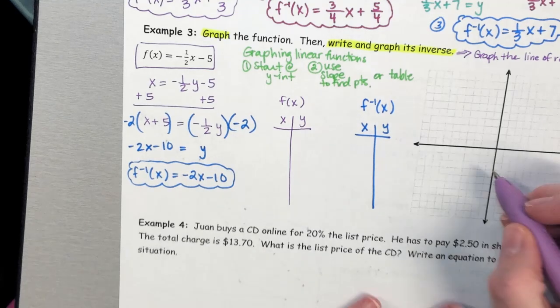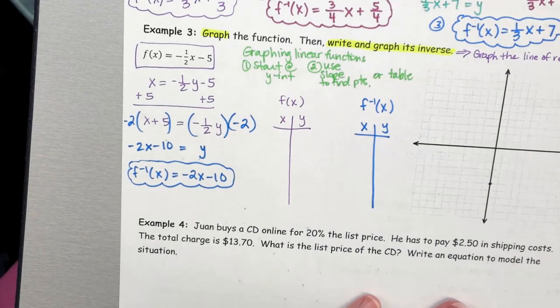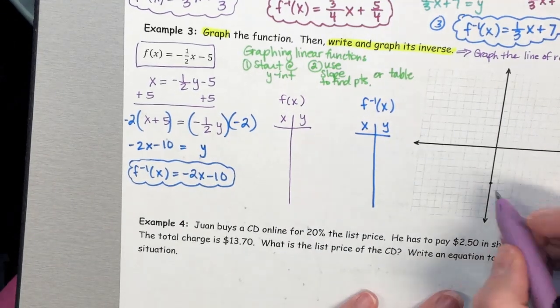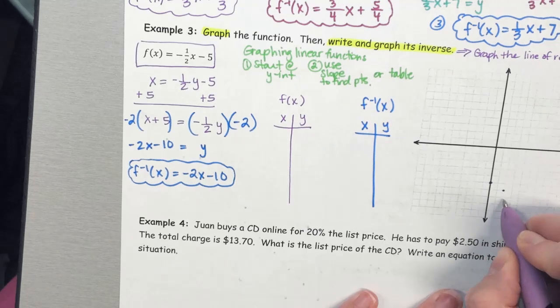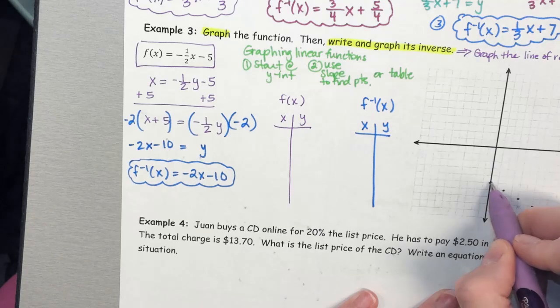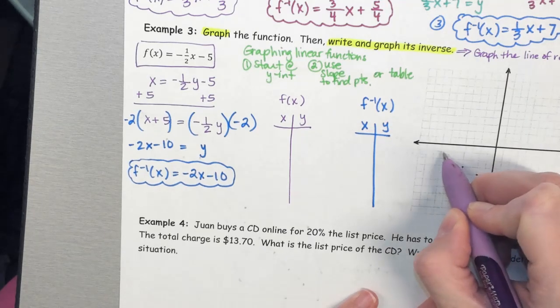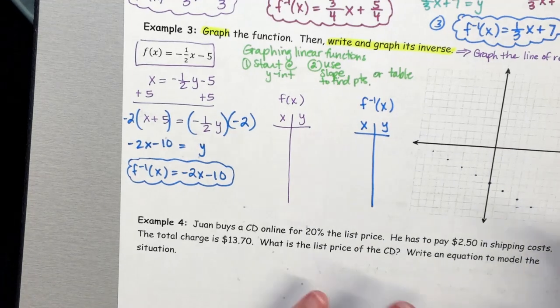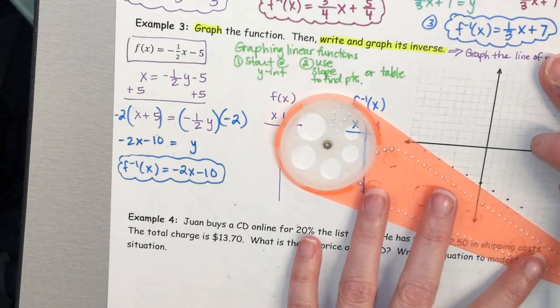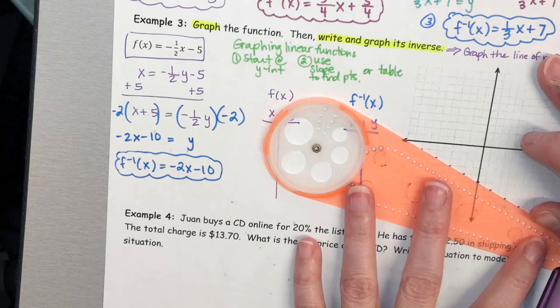Yeah, -5. So we're going to start at -5 on the y-axis. Okay, and then your slope is -1/2, so that means you're going to go down 1 over 2. Down 1 over 2. And then you can go up 1 over 2, up 1 over 2. Of course, the more points you have, the more accurate your line is going to be. And we'll connect that with a straight edge.